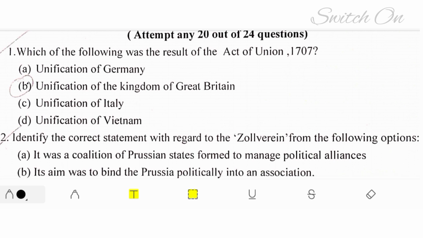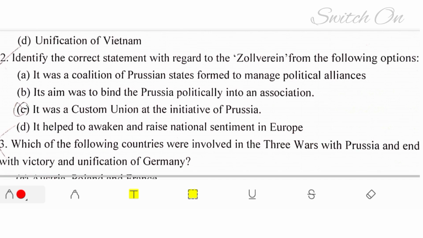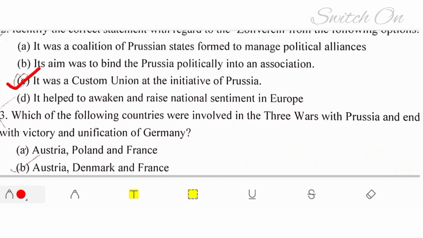First question. Which of the following was the result of Act of Union 1707? For this, the answer is option B, unification of the Great Britain. Second question, identify the correct statement with regard to the survey variant from the following options. For this question, it is option number C. It is a custom union at the initiative of Prussia.